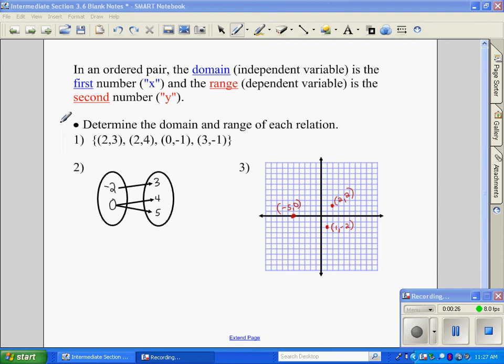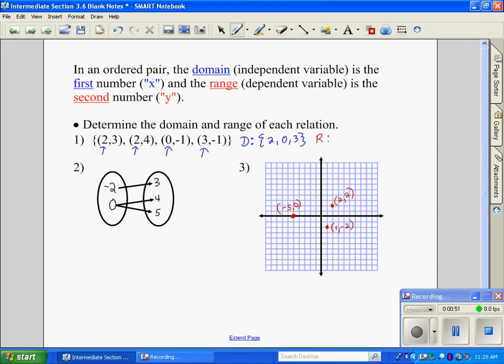Then after you've done that, we're going to determine the domain and range of each of the following functions for these three problems. The domain for number 1 is all of our x values, so that's going to be 2. I don't have to do 2 again because I already have it, 0 and 3. The range is going to be all my y values, or the second value, and that's going to be 3, 4, -1, and I don't have to repeat the -1 because I've already accounted for it.